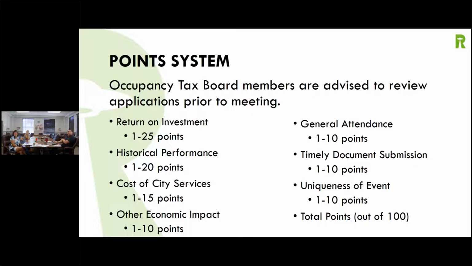And now we'll go over just the 100 points that you'll look at. Let's see. First, we've got the return on investment. How much does this give back to the city of Roswell? Historical performance, 20 points. What has this done in the past? Is this reliably a good event? Cost of city services. Are they going to be using a lot of city services for this? Road closures, fire security. There are a lot of events that aren't going to require any city services at all.